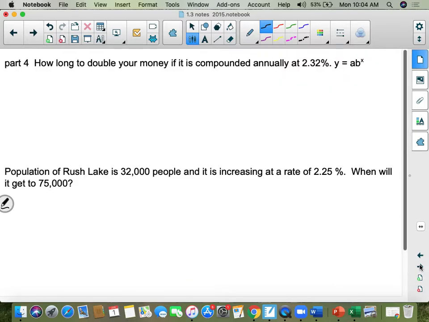Okay, I think we're on the last page already. How long to double your money if it's compounded annually at 2.32%? How long will it take you to double your money if it's compounded annually at 2.32%? Again, we're using y is equal to ab to the x. That's the percentage. We're trying to figure out x, how long it's going to take to double your money. What's your initial money, and what do you want to find at the end?